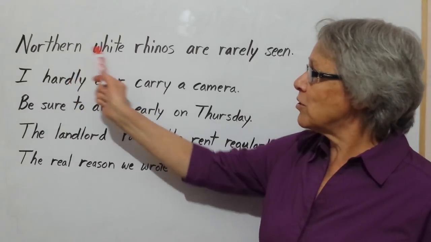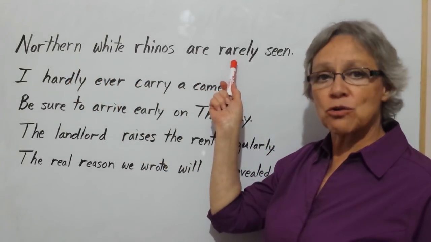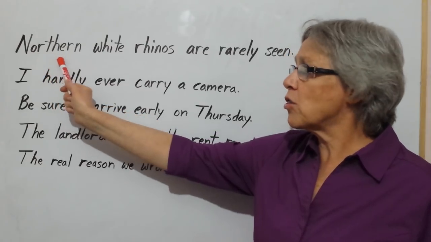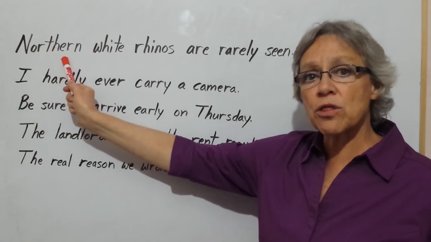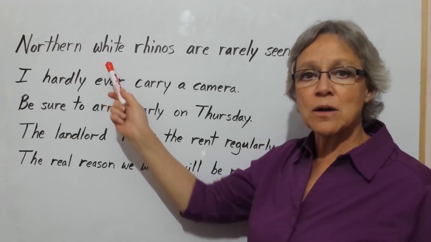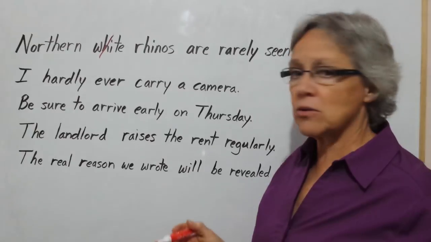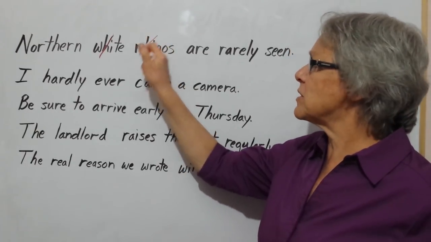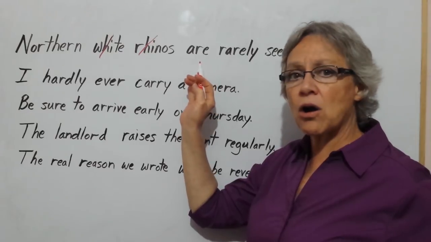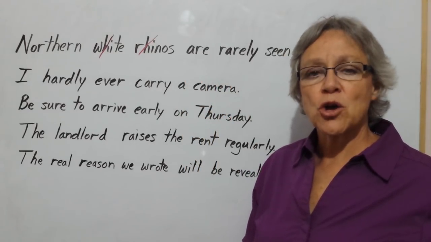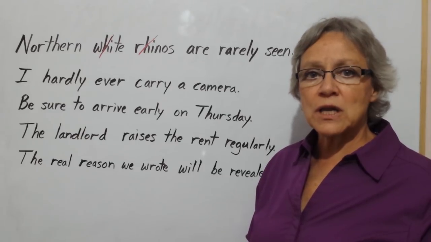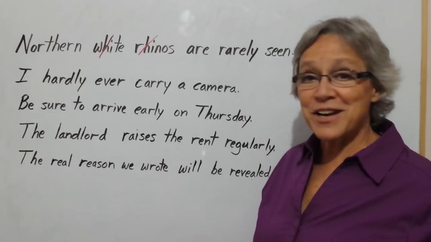Alright, let's go back here. Northern white rhinos are rarely seen. This is northern. Northern. So we have an or and an er. Northern. This is the voiced TH sound, okay? White, white, and we don't pronounce that H, okay? Rhinos, this H is not pronounced either, as a matter of fact. Rhinos, northern white rhinos are rarely seen. Okay? All right, next one.